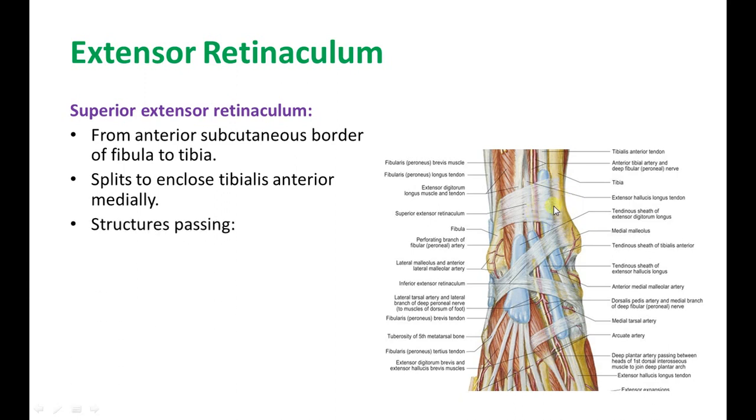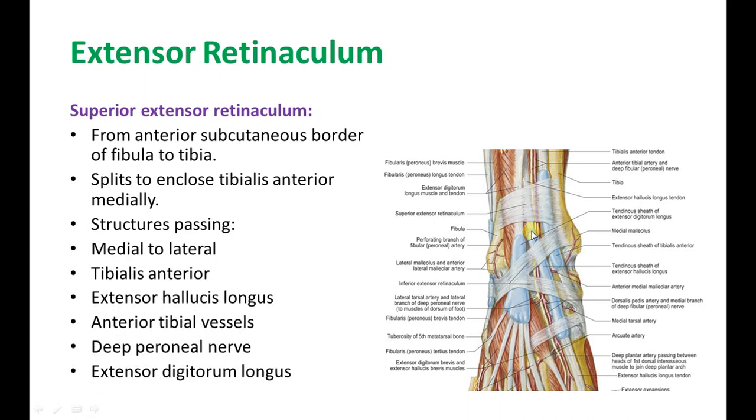So structures passing from medial to lateral: it is going to be tibialis anterior, followed by extensor hallucis longus. Then you have the anterior tibial vessels and deep peroneal nerve. Then you have the extensor digitorum longus, and most laterally the peroneus tertius. Okay. So these are the structures passing medial to lateral: tibialis anterior, extensor hallucis longus, then vessels and nerves, then followed by extensor digitorum longus.